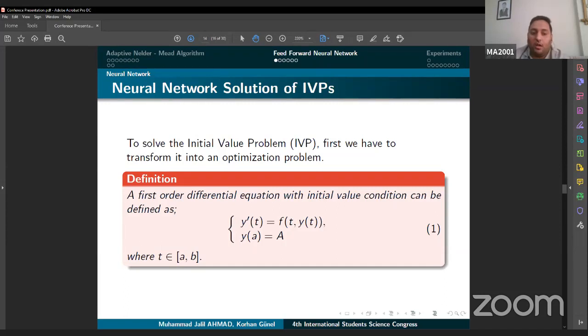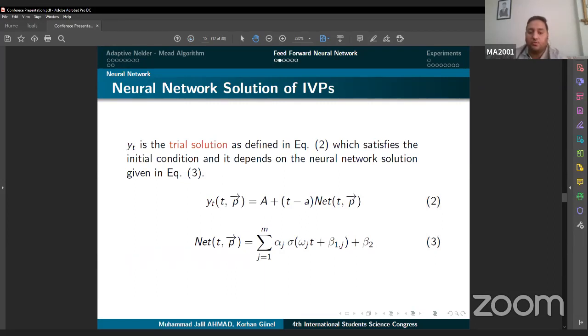In the beginning, I said we will solve an initial value problem in this study. So first of all, we have to convert a differential equation into an optimization problem. So we have to convert our initial value problem into an optimization problem. We know that we define an initial value problem like this. I have to skip some steps here as we only have 3 minutes.